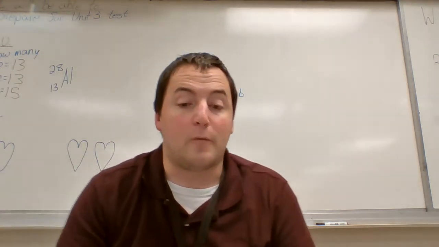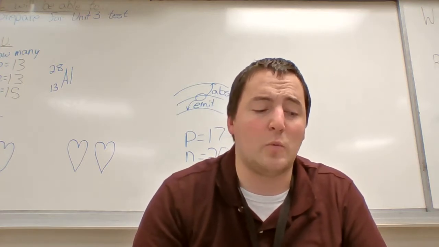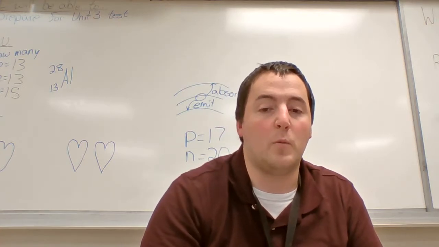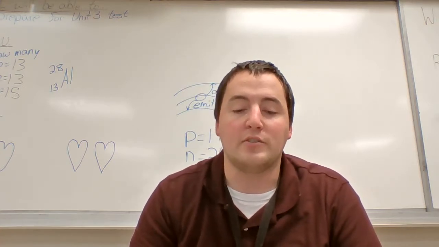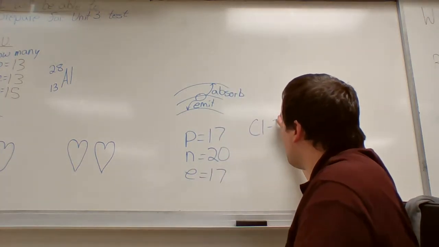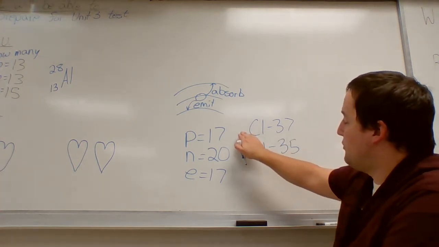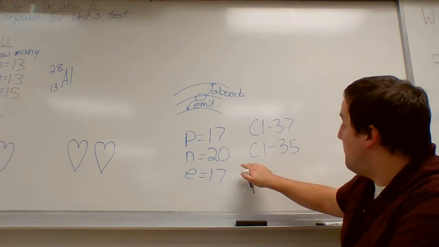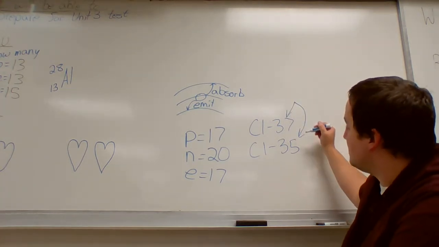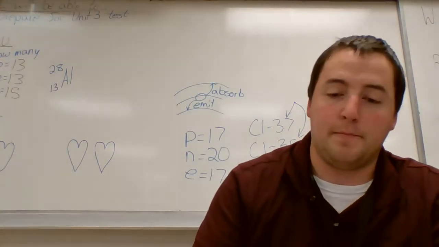We'll jump up to number 14 on the study guide. Number 14 is asking what is an isotope. An isotope is going to be two atoms of the same element with a different mass. All right, so for example, we could have chlorine 37 or we could have chlorine 35. Both of these are chlorine atoms, but they have different masses. A mass of 37 and a mass of 35. So those would be considered isotopes of chlorine.